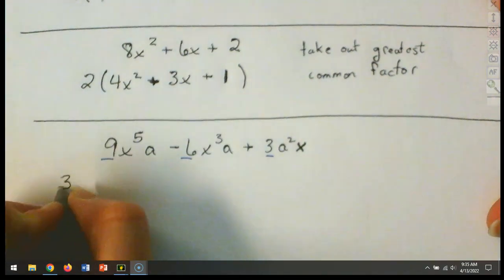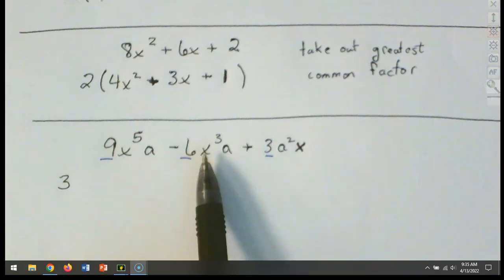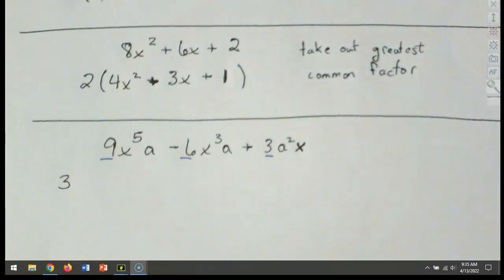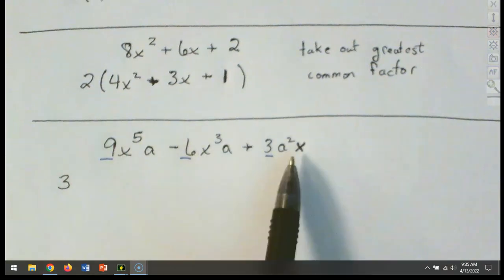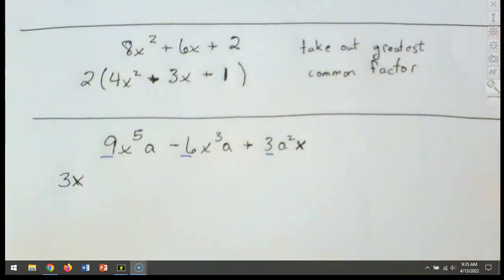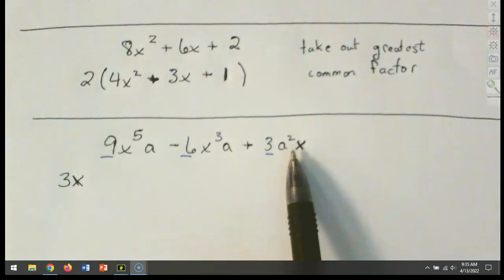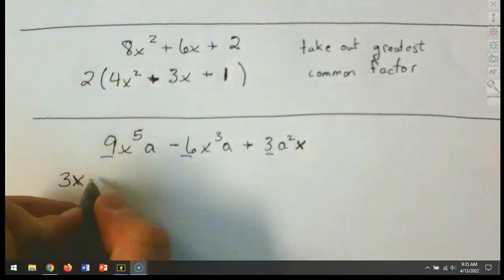So the 3 will come out and get placed in front. Do the numbers first. What else comes out? Then we look at the variables. All right? They all have x's, don't they? So we take out the smallest power of the x. So we have a 5, a 3, and this one just has a 1x. So the only thing that we can take out is a single x. What about the a's? This one has an a, and this one's an a squared. We cannot take out an a squared. We take out the smallest power, which is simply a.